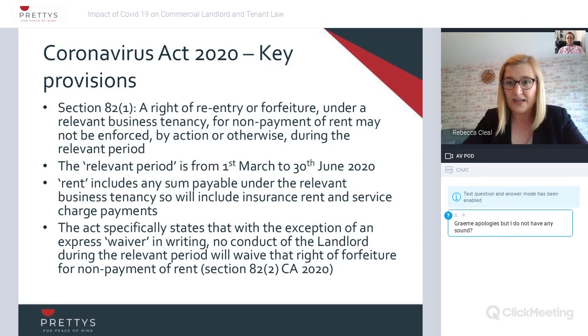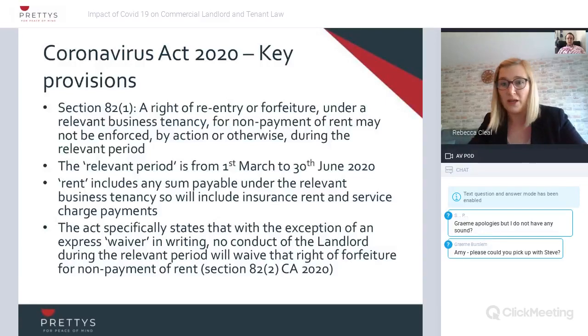So the second point to consider is the term of rent. So what is rent essentially is the main headline rent under the tenancy, but it also includes insurance rent and service charge. So if you were thinking that you could still exercise your right of forfeiture if the tenant fails to pay the service charge, unfortunately that's not the case. So anything that is payable under the terms of the lease is essentially within that definition of rent under the Act, and therefore means that you cannot exercise the right of forfeiture in relation to it.